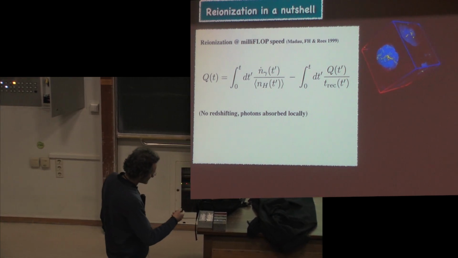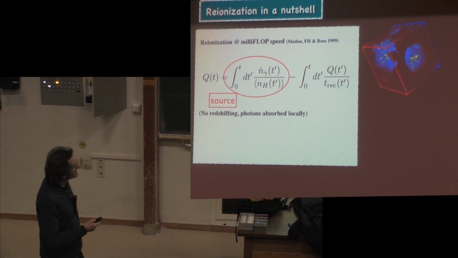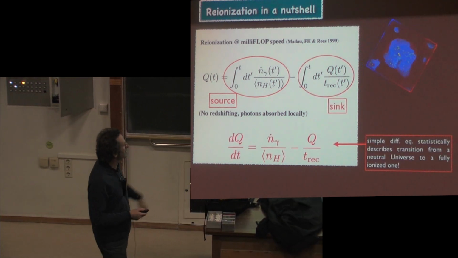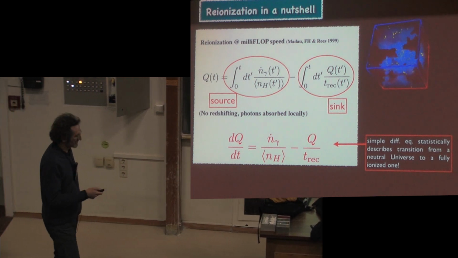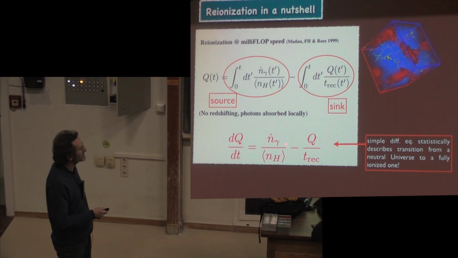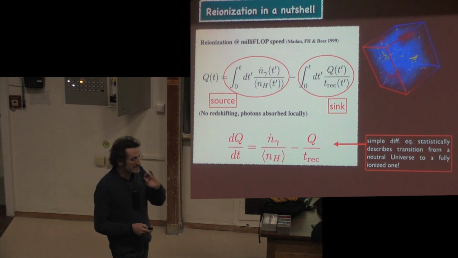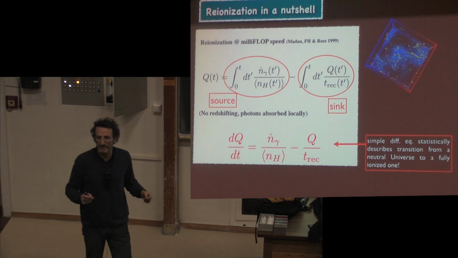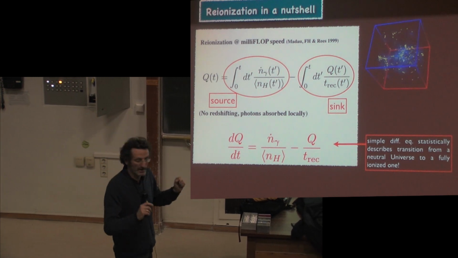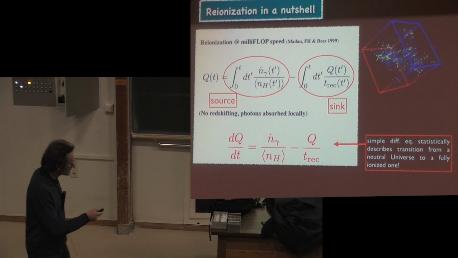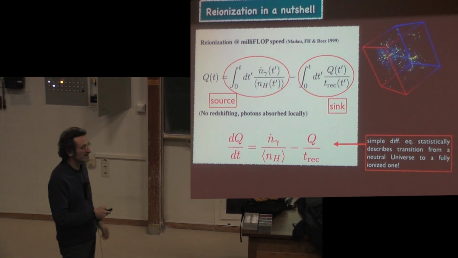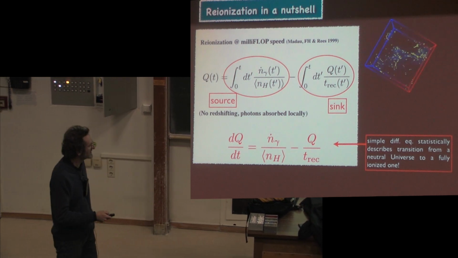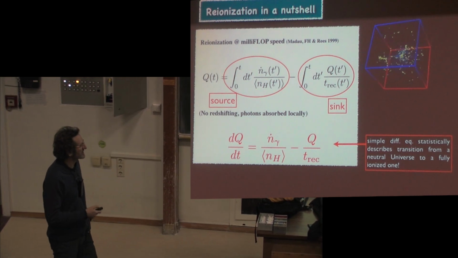This is a source term, this is a sink term for the UV photons. You can differentiate this relation and obtain a simple differential equation which, in a statistical sense, describes the transition from a neutral universe to a fully ionized universe. This is very, very general. This is a simple equation where you have the time variation of the volume fraction occupied by ionized gas. This is the source term and this is the sink term.